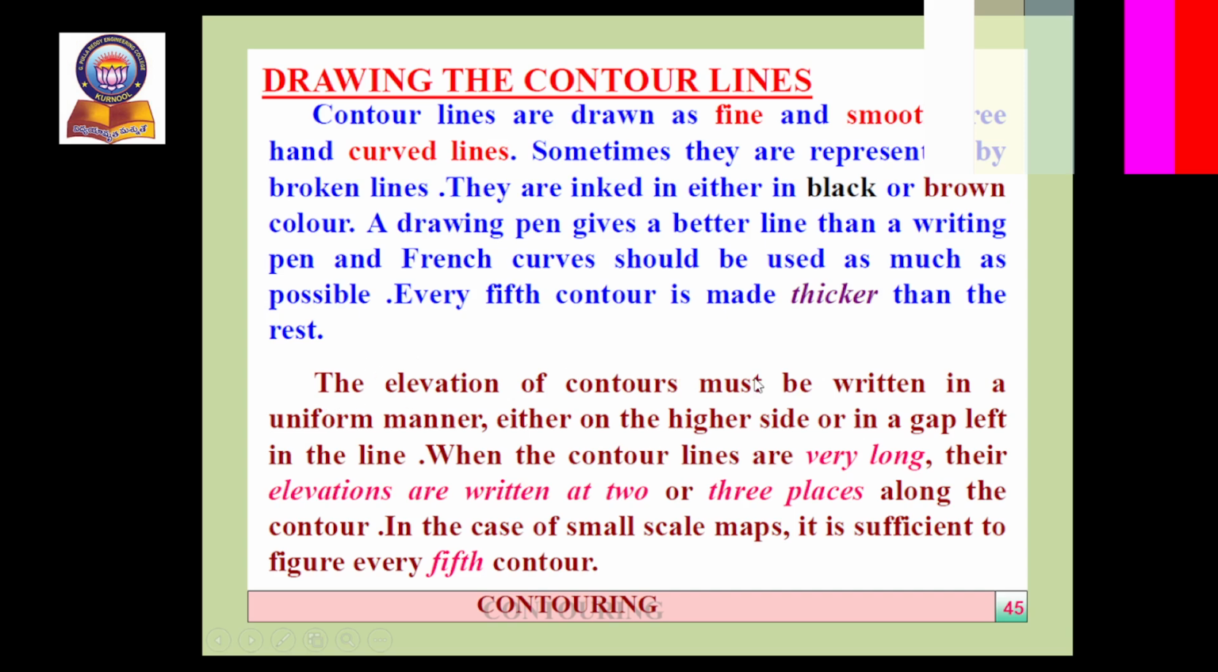The elevation of contours must be written in a uniform manner, either on the higher side of the line or in a gap left in the same line. A gap left in the same line is better. When the contour lines are very long, their elevations are written at 2 or 3 places along the contour. In the case of a small scale map, it is sufficient to figure every fifth contour.